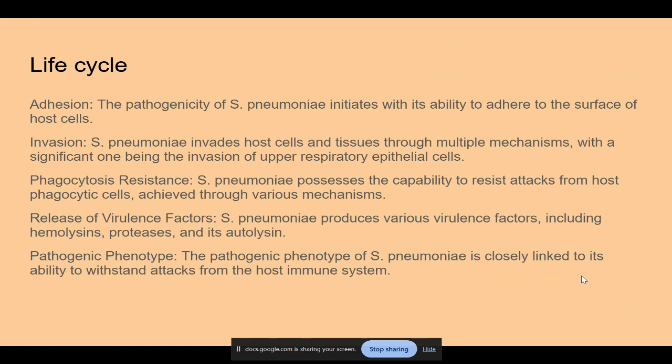Okay, the life cycle of pneumonia. The adhesion of Streptococcus pneumoniae indicates its ability to adhere to the surface of the host cell. Then it invades the host cell and tissues, the most significant mechanism being invasion of the respiratory epithelial cells. Then it goes to phagocytosis resistance. It resists the attack from phagocytic cells, achieved through various mechanisms, releasing virulence factors including hemolysins, proteases, and adhesins. Then it goes to the phagocytic phenotype. Then it is able to withstand attacks from the host immune system. After that, it dies.